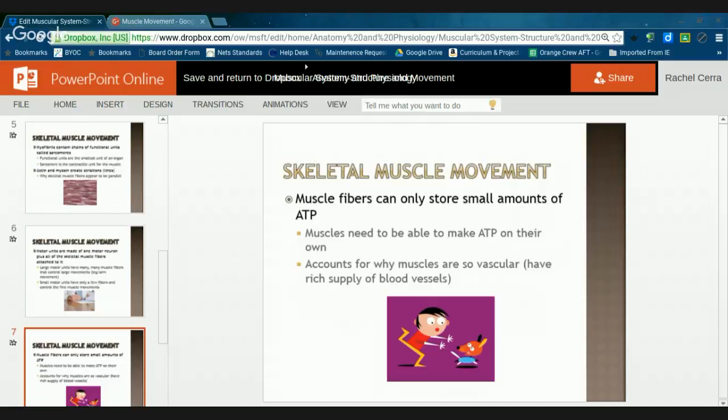So there's a lot on your skeletal muscle, by the way. Your muscle fibers can only store small amounts of ATP, or adenosine triphosphate. This is the energy currency for your cells. They can only store small amounts of ATP. So basically, they almost have to make it as they use it, since they don't store it, really.